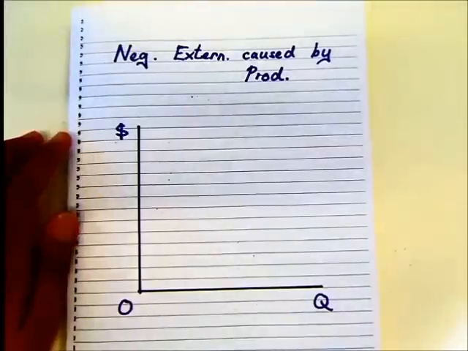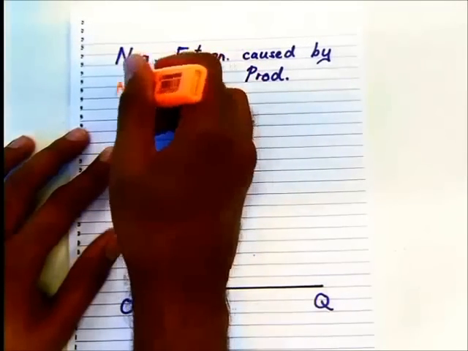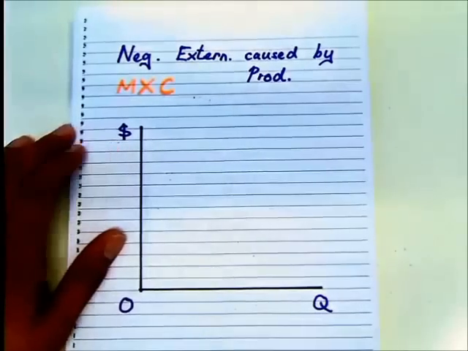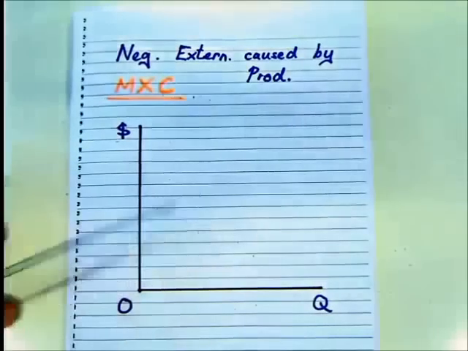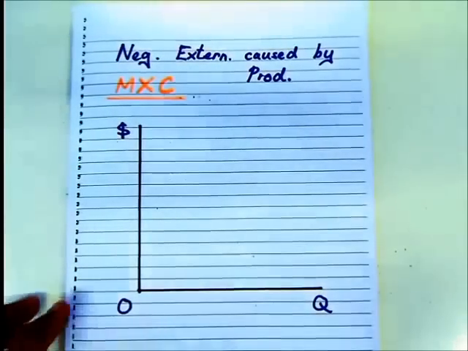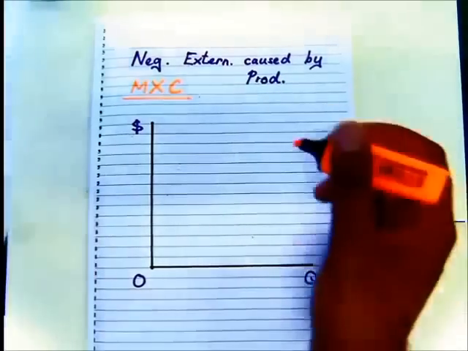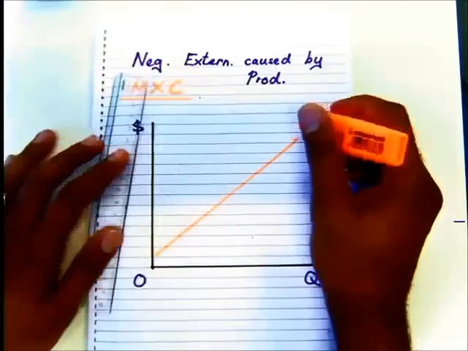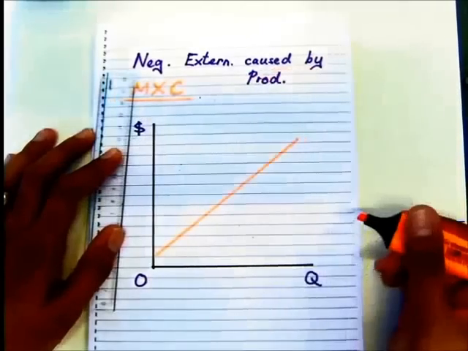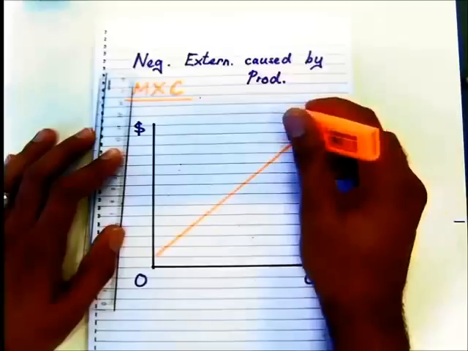So since there is a negative externality caused by producers, we have a marginal external cost, because it's a negative externality, a marginal external cost that we need to take into account. Now, producers is about supply, so we need to do something to the supply curve of the producer. How did I know I need to address the supply curve? Because we're looking at production, and production is about supply.